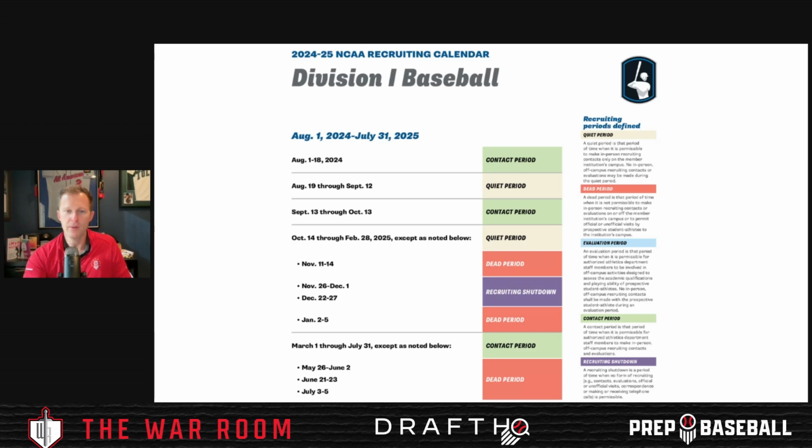And the evaluation period on here is stated as that period of time when it is permissible for authorized athletics department staff members to be involved in off-campus activities designed to assess the academic qualifications and playing ability of prospective student athletes. No in-person, off-campus recruiting contacts shall be made with a prospective student athlete during an evaluation period.